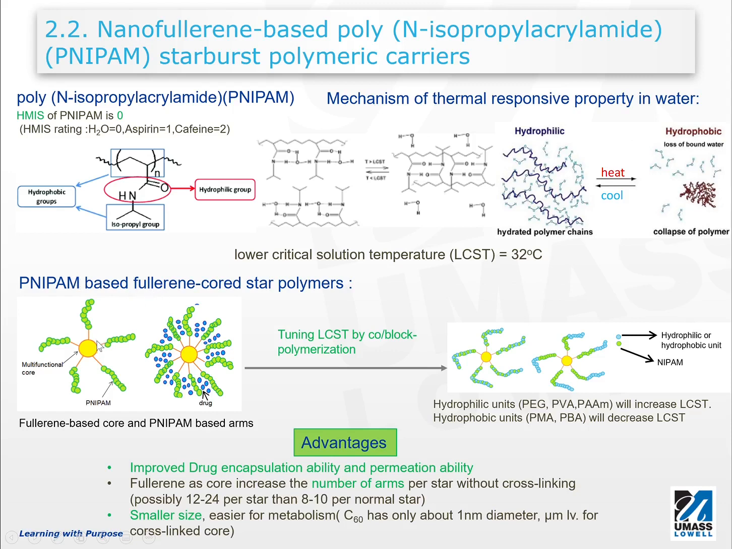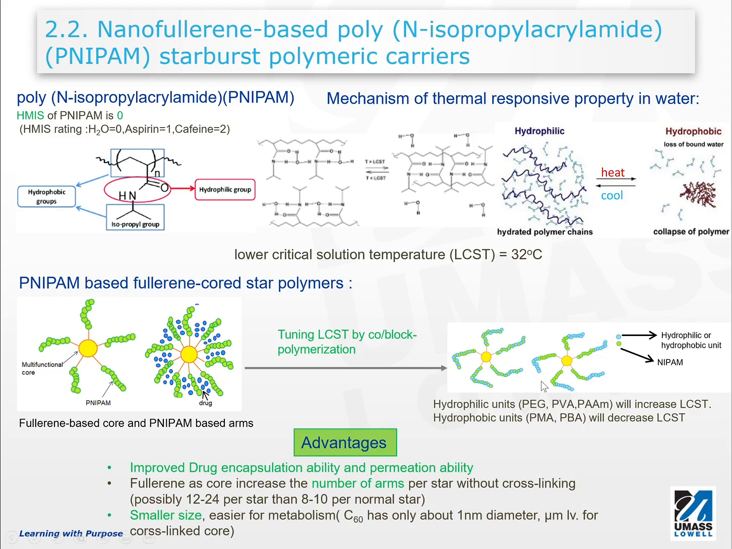What we did is use fullerene as a core, then directly grow PNIPAM polymers outside of the core by ATRP, atom transfer radical polymerization, to form a star polymer. Then the space between all these arms can be used to load the drug. Also, PNIPAM itself has an LCST of 32 degrees. However, when copolymerized or block polymerized with another type of polymer, their LCST can be tuned to different temperatures.